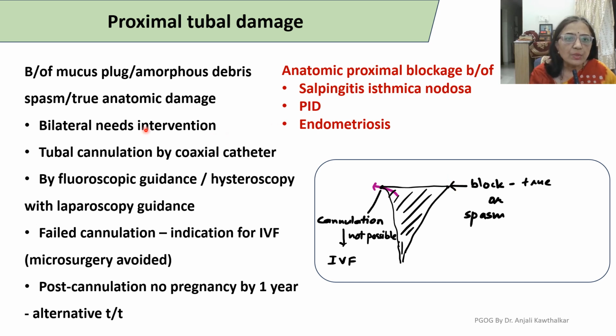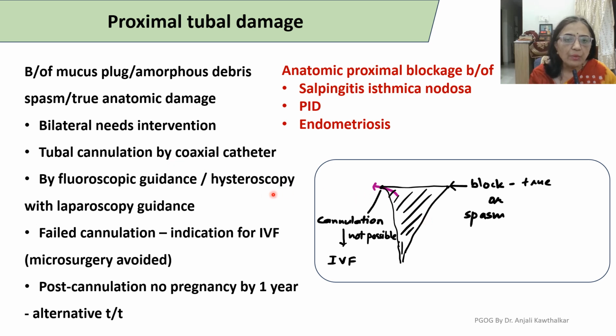Whenever this proximal tubal damage is bilateral, it needs intervention. Unilateral, it doesn't need a major intervention. The intervention is in the form of tubal cannulation. So, for proximal tubal damage, the procedure which is done is tubal cannulation. Tubal cannulation is done by using a coaxial catheter.